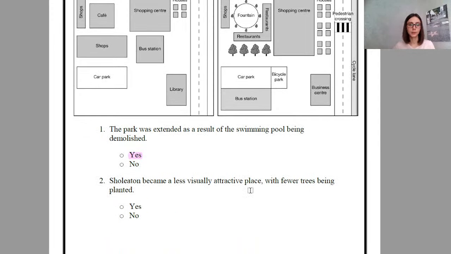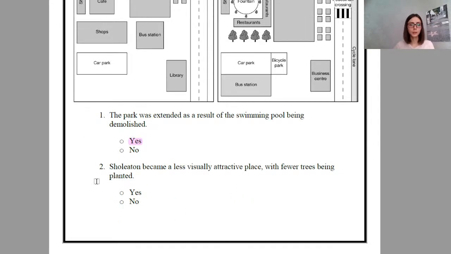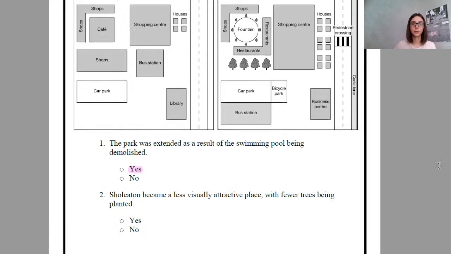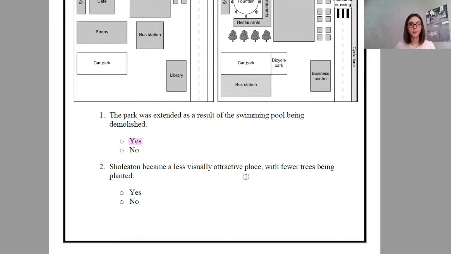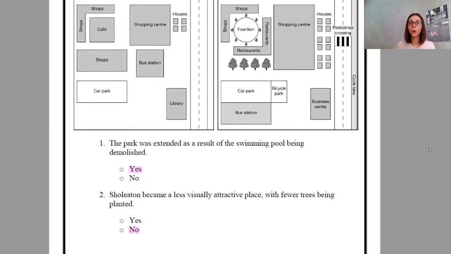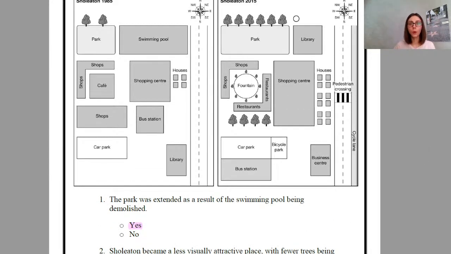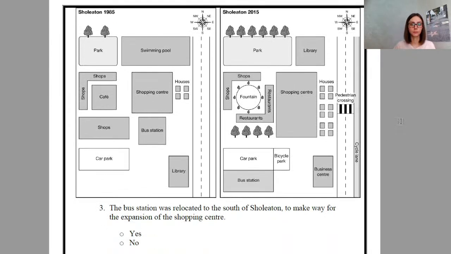All right, we have the next statement here. Charlatan became a less visually attractive place with fewer trees being planted. So let's look at this Charlatan city center again. So fewer trees were planted or no? Of course, the answer is no, because it became a visually more attractive place, and we have more trees, and we have a fountain here. All right, so let's go on to the next one.